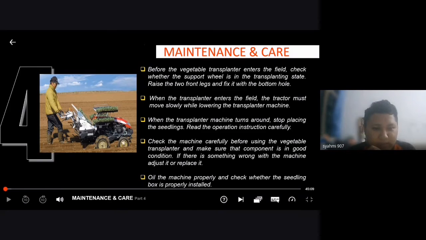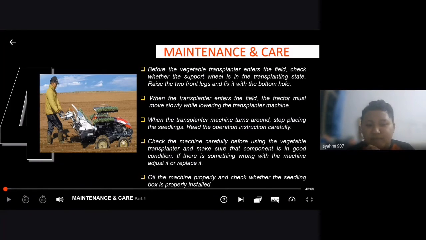Next, when the transplanter enters the field, the tractor must move slowly while lowering the transplanter machine. And when the transplanter turns around and stops placing the seedlings, read the operation instructions carefully. Next, check the machine carefully before using the vegetable transplanter and make sure the components are in good condition.